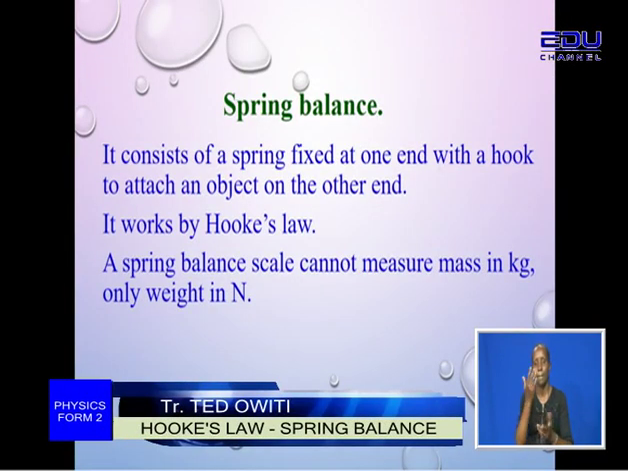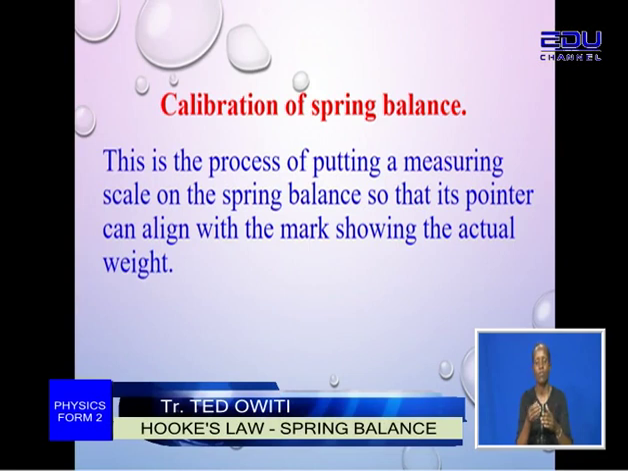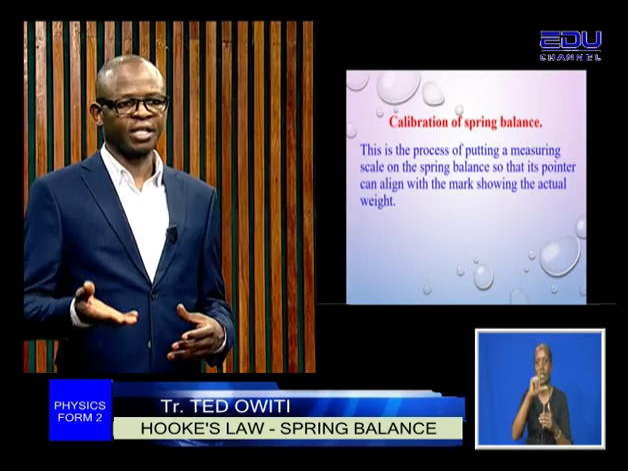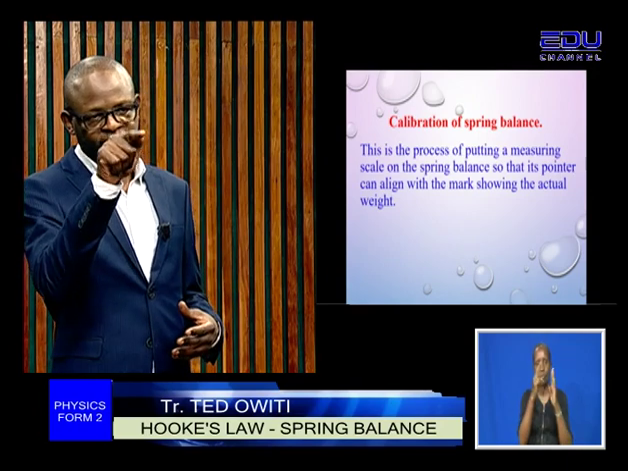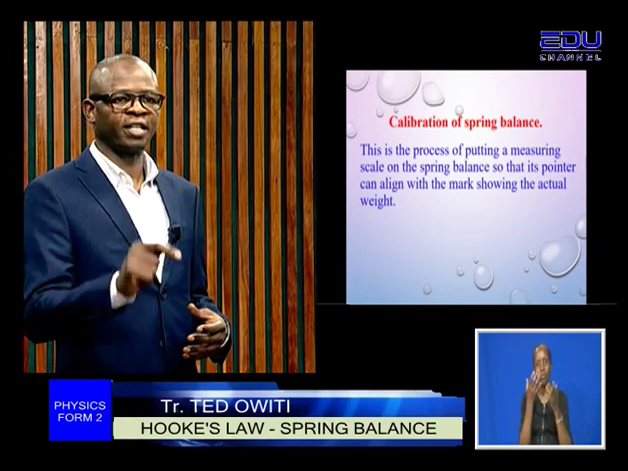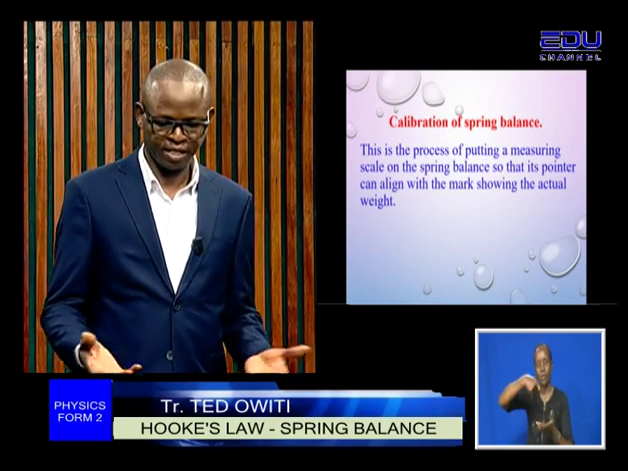But before we can use a spring balance, we need to calibrate it. So what is calibrating a spring balance? Calibrating a spring balance is simply the process of putting a measuring scale on the spring balance so that its pointer can align with the mark showing the actual weight that is hung on the hook. So basically, it is coming up with an accurate scale that is going to enable us to read directly from the scale or the pointer that this object we have hung here weighs a certain amount.